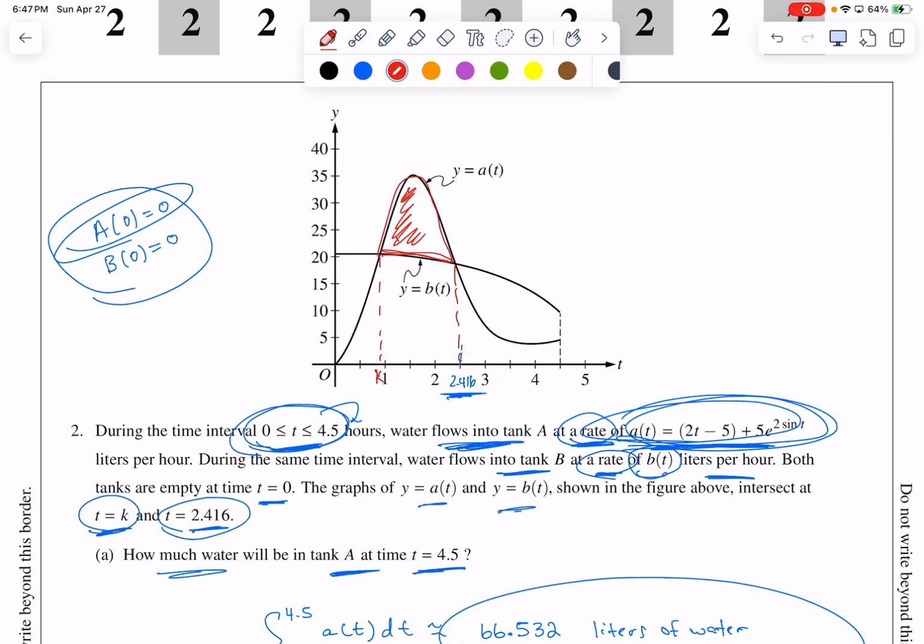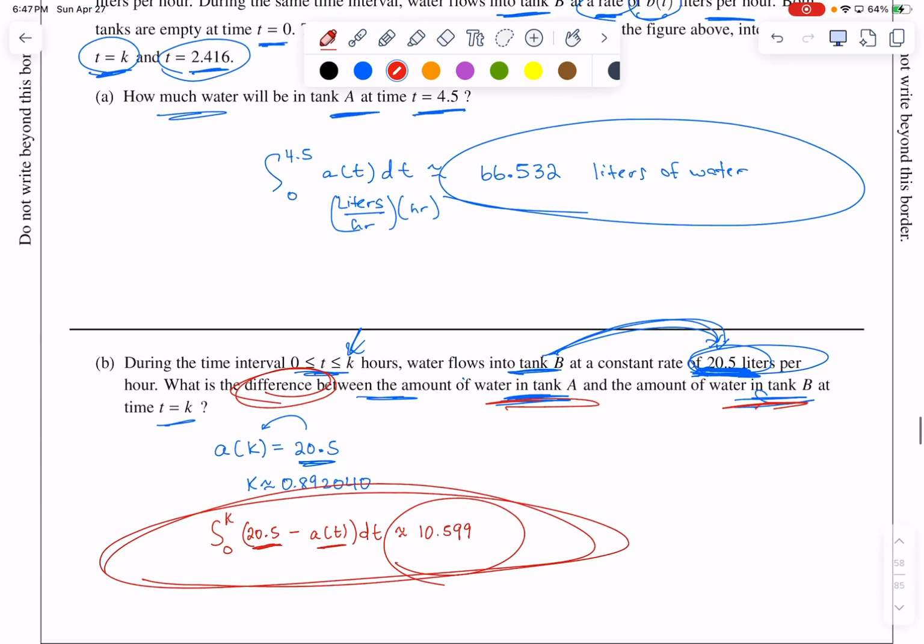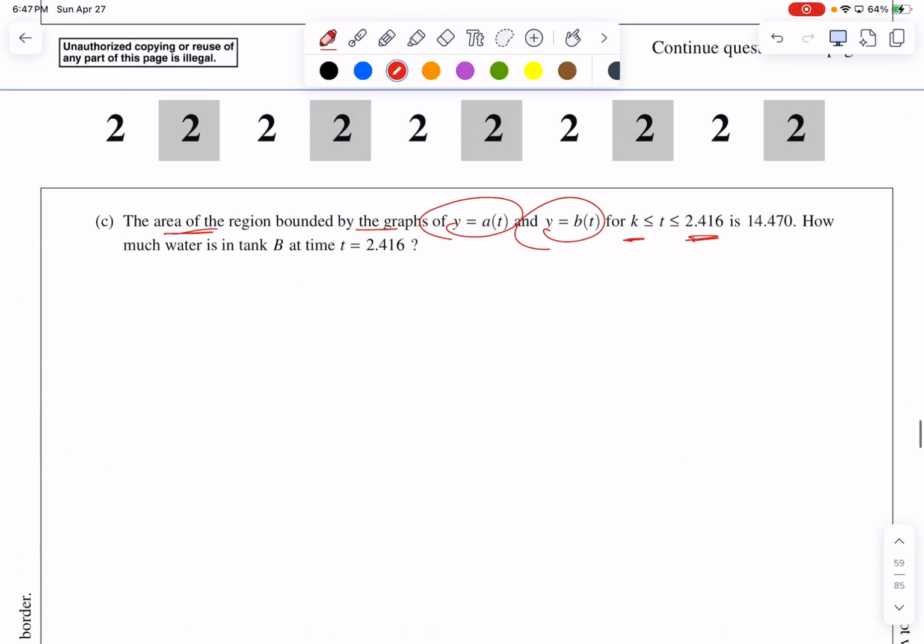I taught you area between two curves on Friday, or actually Thursday. What is area between two curves? I told you. What do you do? Top minus bottom. Bam. That is it. It is top minus bottom. So here's all you have to set up. By the way, this is worth 2 points.